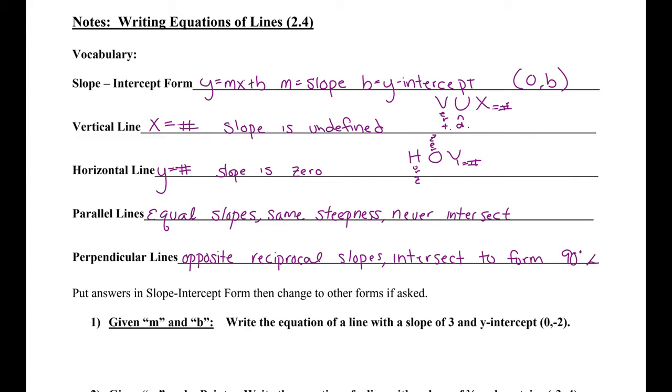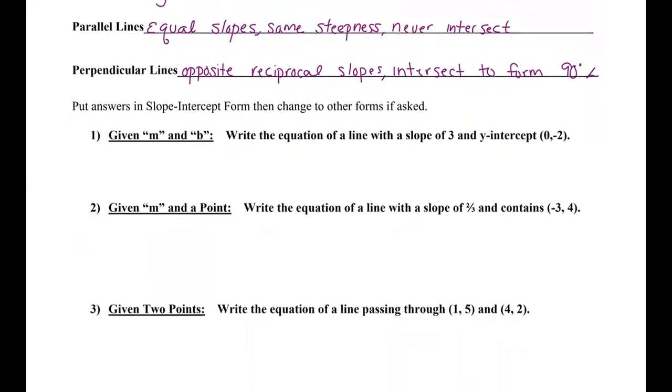Remember that parallel lines have equal slope, which means they're the same steepness and never intersect. Perpendicular lines have an opposite reciprocal slope and intersect to form a 90-degree angle. For the following examples, we are going to write the equations of a line given the following information. All answers will be put into slope-intercept form.